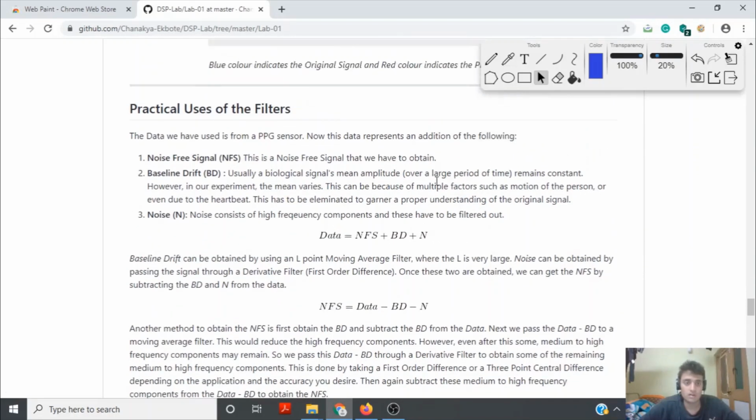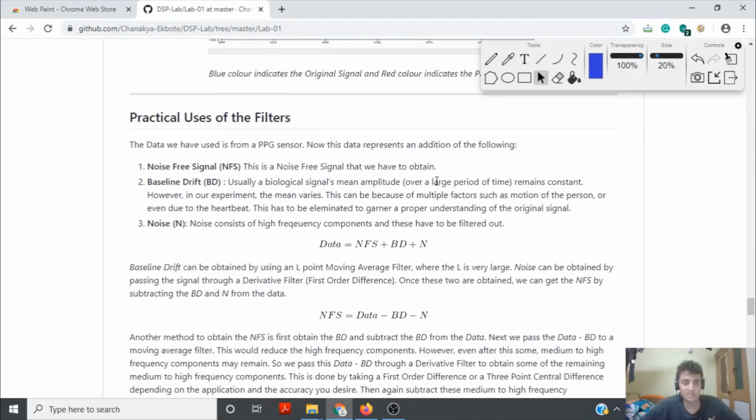Now, a question that may arise is, what is the practical use of this filter, or of any of these filters, and how can you actually use them in real life? The data that we have obtained is from a PPG sensor. Any signal that you have consists of a lot of noise, and that noise is not limited. There can be baseline drift noise, and high frequency noise or low frequency noise, etc.